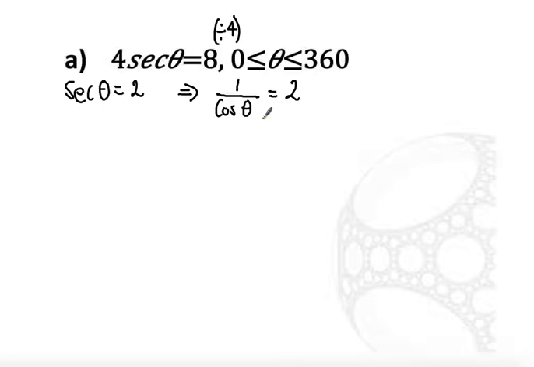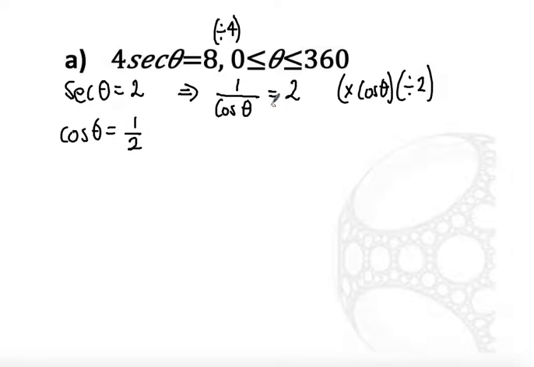Now there's a couple of ways we can go about rearranging this. I'm going to show you both ways just so that you can pick which way you're most comfortable with. I want to get cos theta isolated on its own. So if I multiply both sides by cos theta and I divide both sides by 2, I get that cos theta equals a half. And all I've done is I've swapped the sides around so it reads in the order that we'd usually read this.